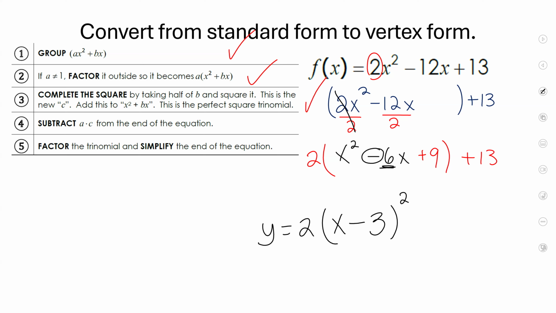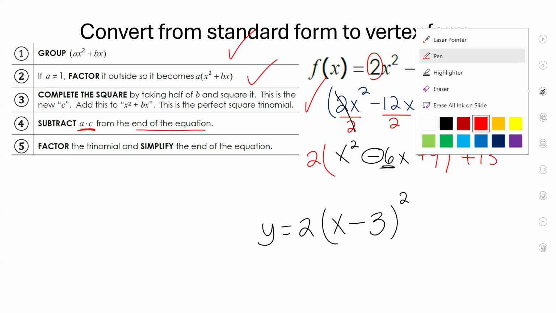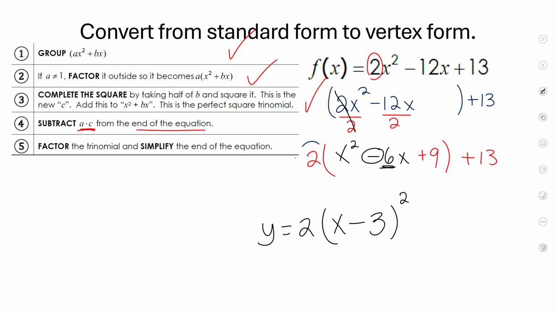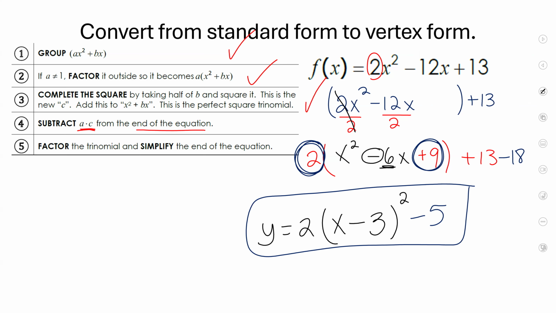Now we're going to subtract A times C from the end of the equation. This is A. This is C. 2 times 9 is 18. And we subtract it from the end of the equation. 13 minus 18 is negative 5. So this is your answer.